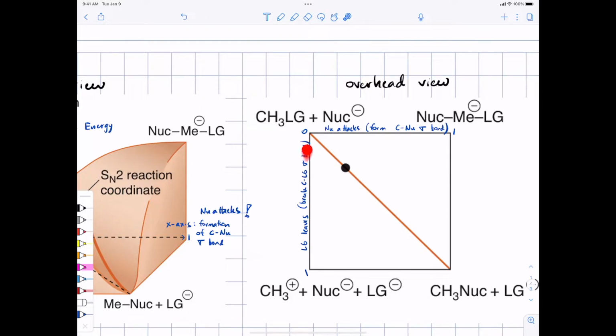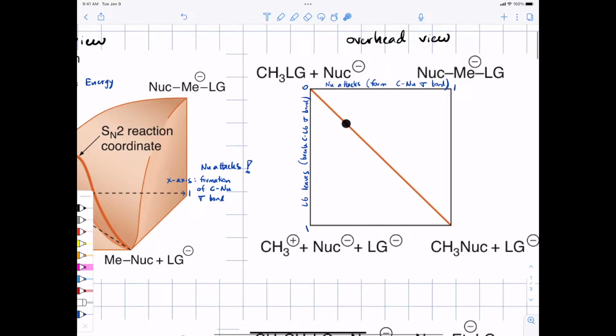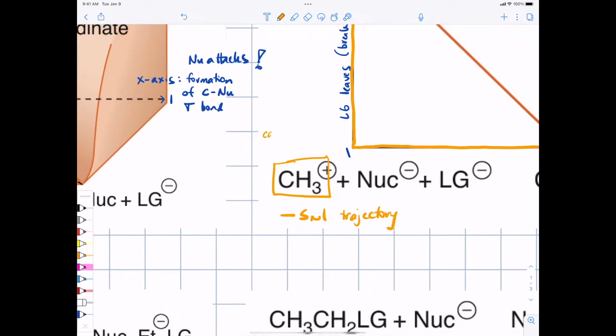So moving along this y-axis first to have the leaving group leave, and then moving along this x-axis to have the nucleophile attack, that is the typical SN1 reaction pathway. All right, so I'm going to highlight that with this orange arrow. That is the typical SN1 trajectory, and it involves a carbocation intermediate.